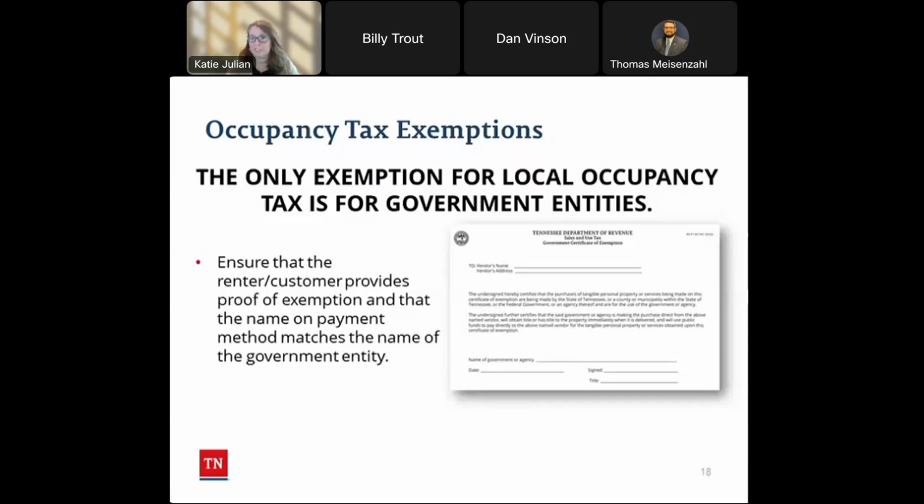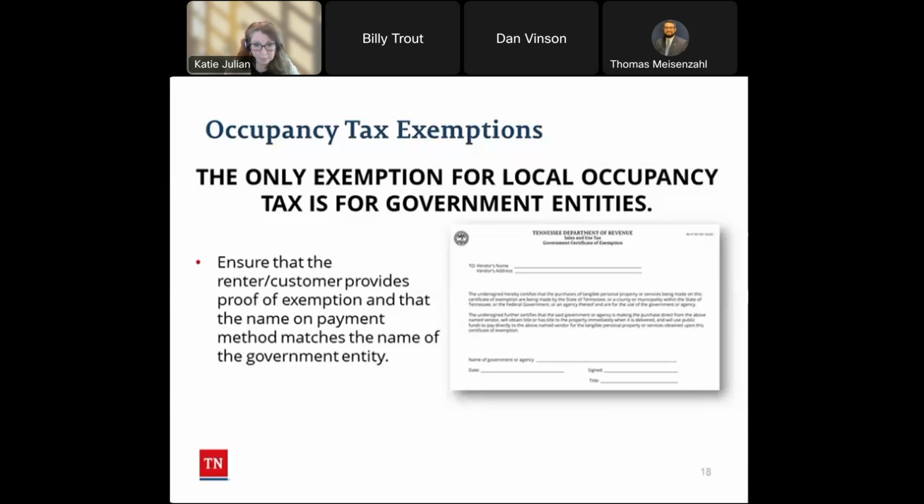It's kind of confusing, doesn't it? There is one exemption for local occupancy tax, and that is government entities. I know I mentioned earlier on sales tax that nonprofit entities can use their exemption certificate to not pay sales tax on overnight rentals. That does not go for occupancy tax. Only government entities are exempt from the occupancy tax. And again, just ensure that the renter or your customer provides proof of that exemption.